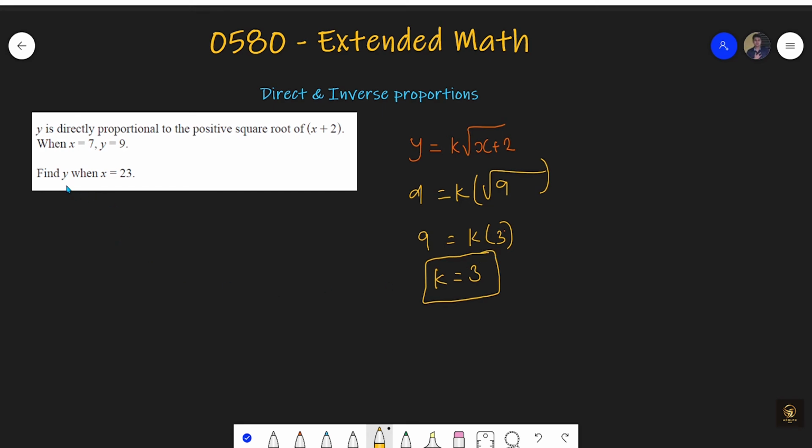Then find y when x equals 23. So if the x value is given as 23, we can easily calculate the y value because we already found what k is. So we can substitute the values here.